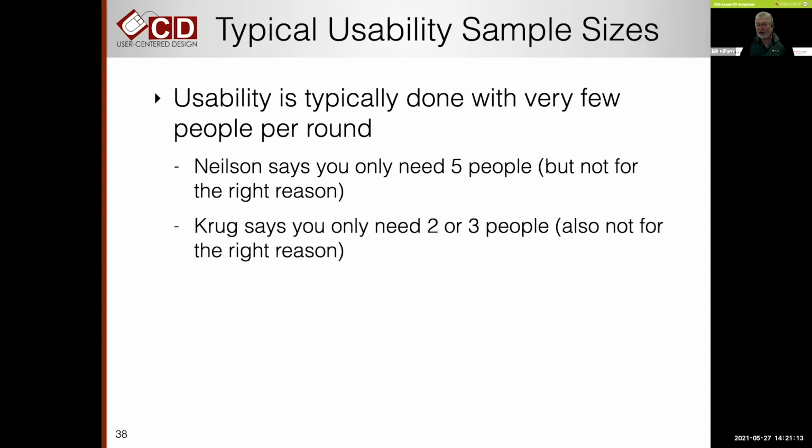Steve Krug says you only need 2 or 3 people. You can grab them in the hallway, and yeah, 2 or 3 people, you can probably get some data. I wouldn't grab anybody, but a couple of people could probably show you some problems. And that's not because of the magic number 2 or 3. That's because a lot of products are so poorly designed. But if you have a really well-designed product, 2 or 3 people may not be anywhere near enough.